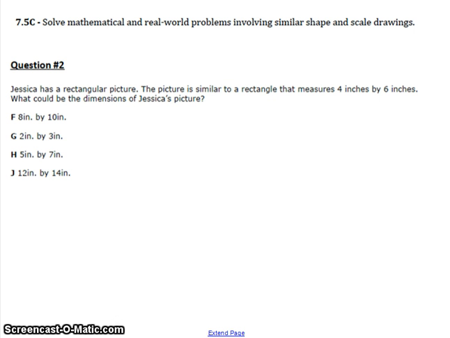Question number 2 states, Jessica has a rectangular picture. The picture is similar to a rectangle that measures 4 inches by 6 inches. What could be the dimensions of Jessica's picture? Again, let's annotate for information. Okay, my picture is similar. Very important information. It measures 4 by 6 inches. And we're looking for what could be the dimensions of the new picture.